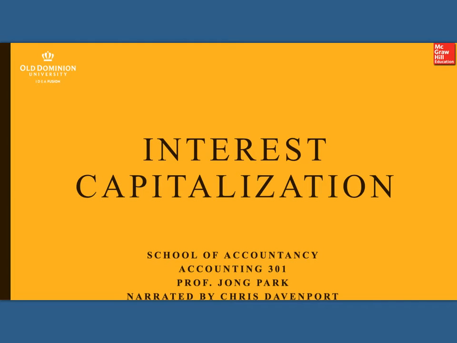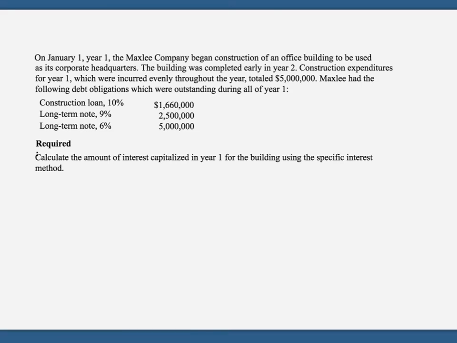This is our third video in Chapter 10, and we will be looking at a problem on interest capitalization. Let's take a look at the problem. It tells us on January 1, year 1, the Maxley Company began construction of an office building to be used as its corporate headquarters. It was completed early in year 2. Construction expenditures for year 1, they were incurred evenly throughout the year, totaled $5 million.